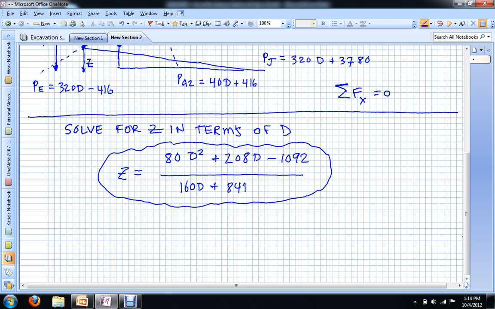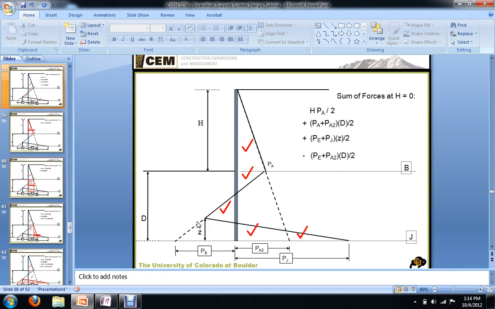In order to solve our simultaneous equations, we need to also deal with our moments, and so we're going to do that really quickly here also. Once you've solved for Z in terms of D, and I would pause the video until you've done that, then we're going to deal with our moments.